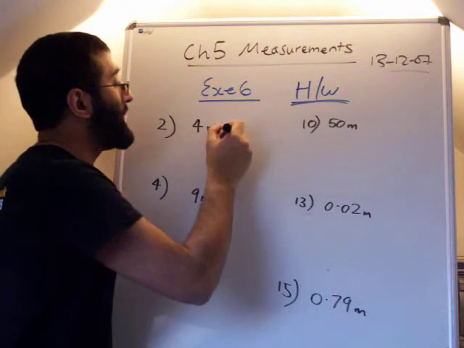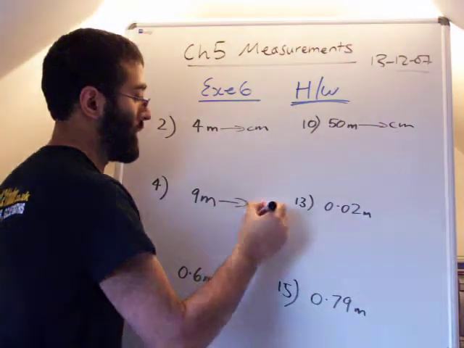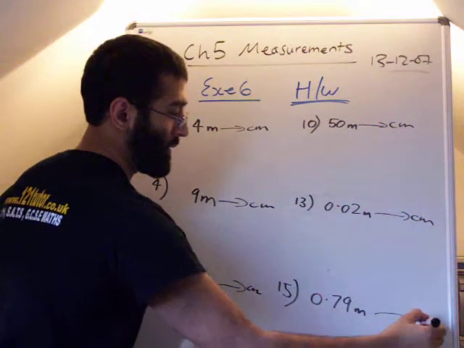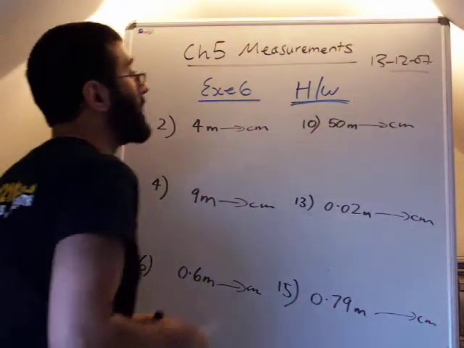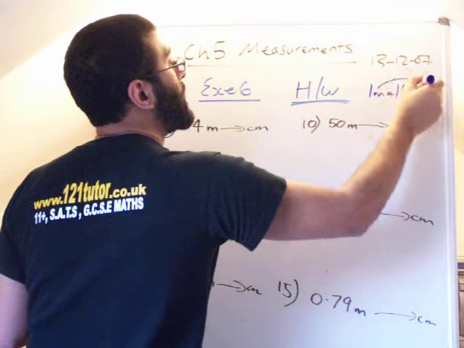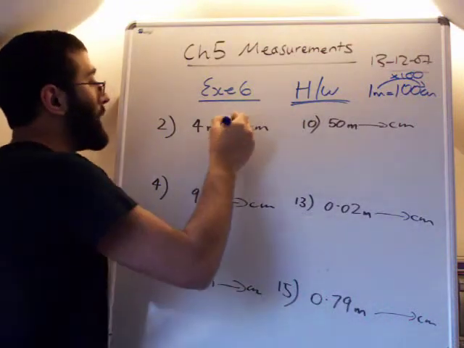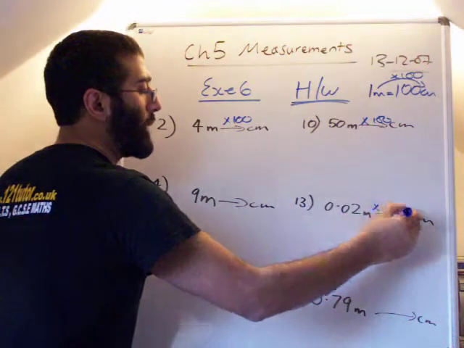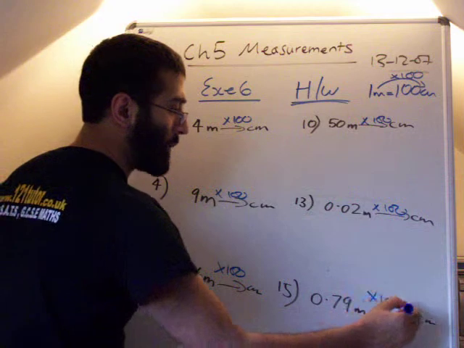4 meters, if I want to change these into centimeters, we know that 1 meter is equal to 100 centimeters. So if I go from meters to centimeters, I have to times by 100. And that's what we're going to be doing here in each question. Times by 100, times by 100, times by 100, times by 100, times by 100, and times by 100.